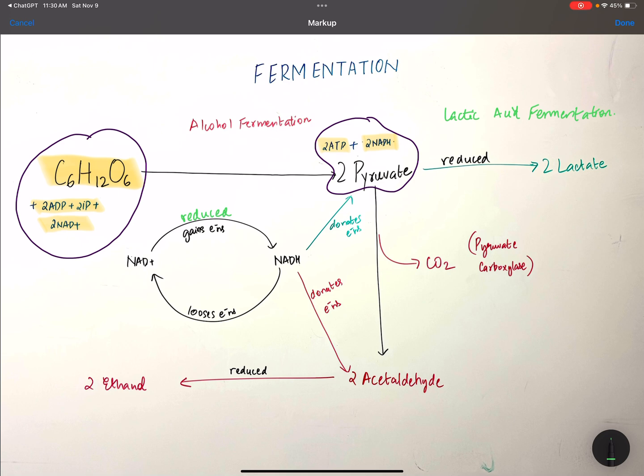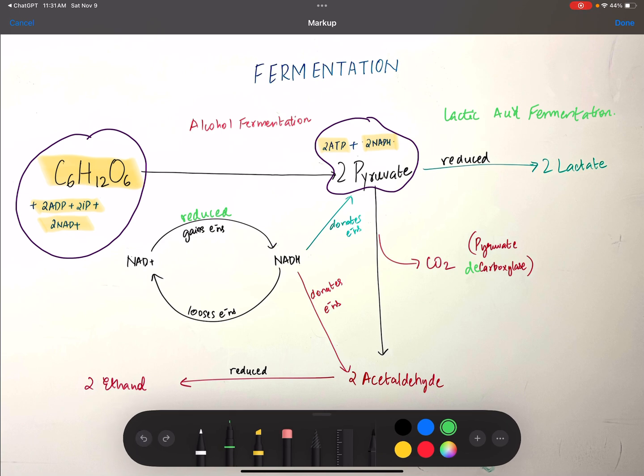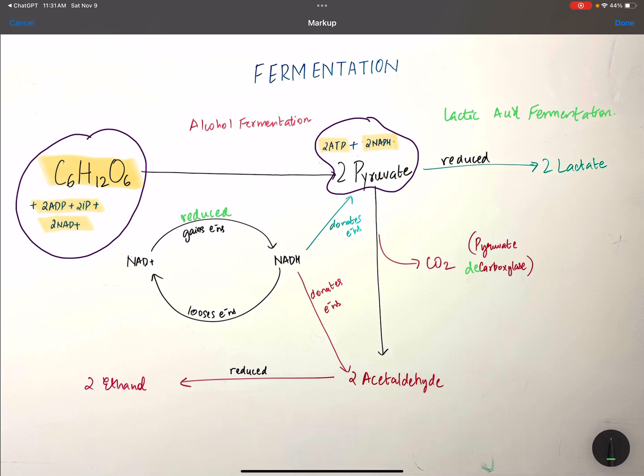The 2 pyruvate molecules actually get converted to 2 acetaldehyde through a catalyst called pyruvate decarboxylase, and in the process 2 carbon dioxide molecules are eliminated and an intermediate product called 2 acetaldehyde is formed. Now at this stage, NADH will donate its electrons to 2 acetaldehyde, and obviously when something gains electrons, it will get reduced. So 2 acetaldehyde gets reduced to 2 ethanol.